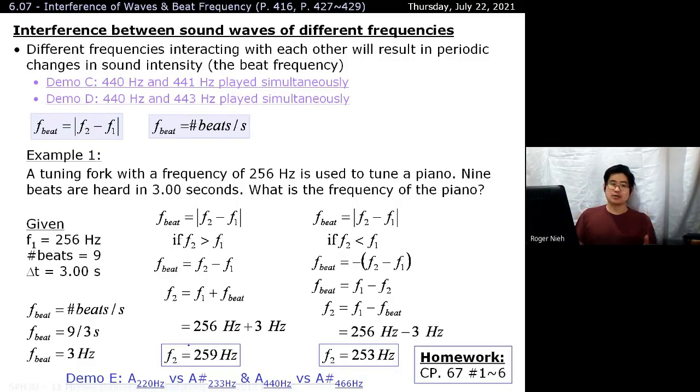Piano tuners, I know they're expensive. They're almost $200 to hire them to come in. They rely upon their ears, and they're listening for these beat frequencies when they're tuning the entire piano using just 1 tuning fork.